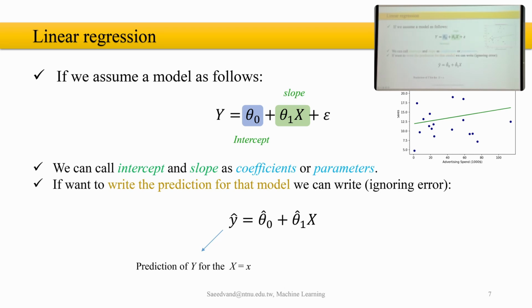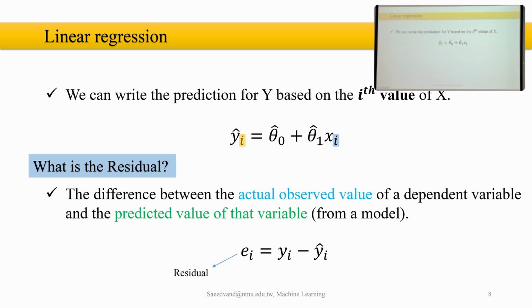Now we can go one step more in depth, and write a prediction for y based on the i-th value. It means that not only do I want to predict all of them, per each independent value, the i-th prediction, I want to use the theta 0 and theta 1 parameters as coefficients with the input xi, one individual xi, to predict it. So it should be a very simple and clear equation for you.